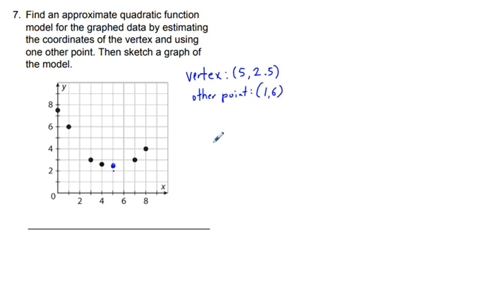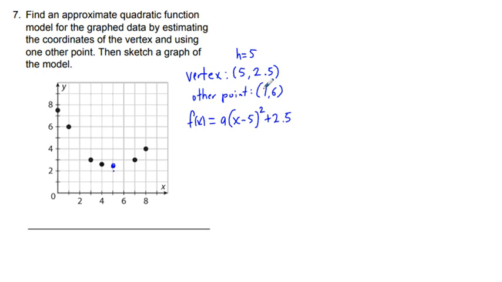So that being the case, our vertex form of the equation without a calculator is going to be f of x equals a times x, and we have h is equal to 5. So we will say x minus 5 quantity squared, and then we're going to take plus 2.5 on the outside. Okay, so that looks pretty good.